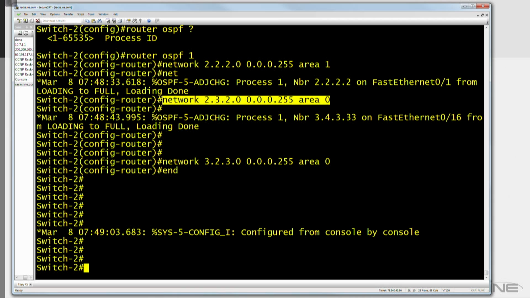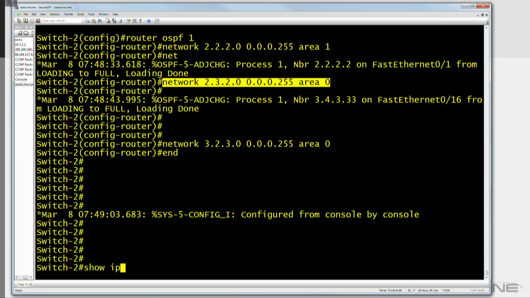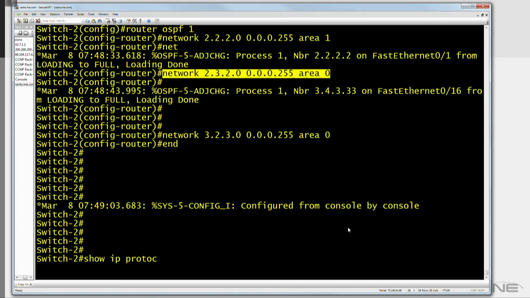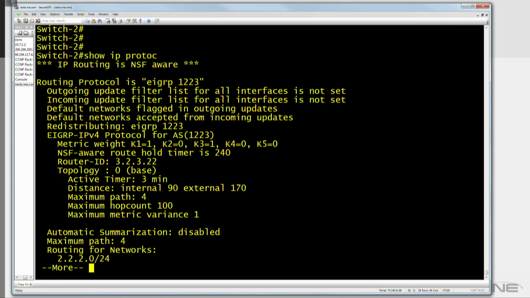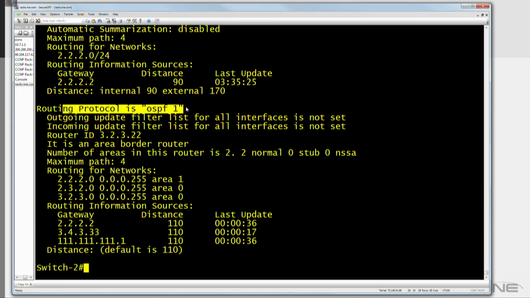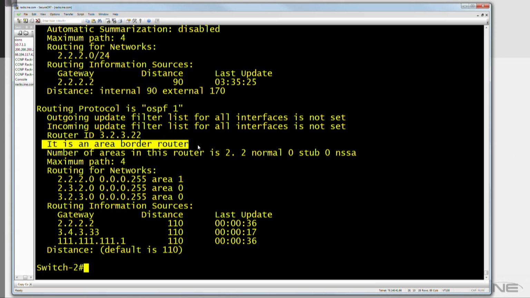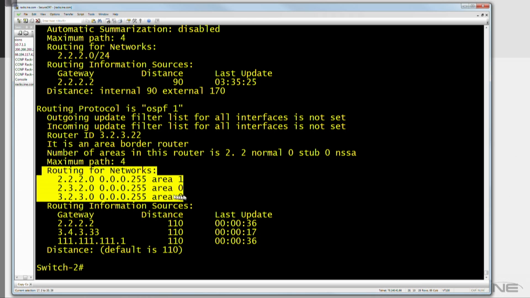Now, how could I tell that this router, now remember, it's a switch, but it's a multi-layer switch. I've enabled it for routing, so I'm just calling it a router. How do I know this device is running OSPF? Well, once again, show IP protocols. And if OSPF shows up here, which it does, I know it's running OSPF. It also says right here, it is an area border router, so it knows that it's an area border router. And this shows me the various networks where I've activated OSPF with the network command.